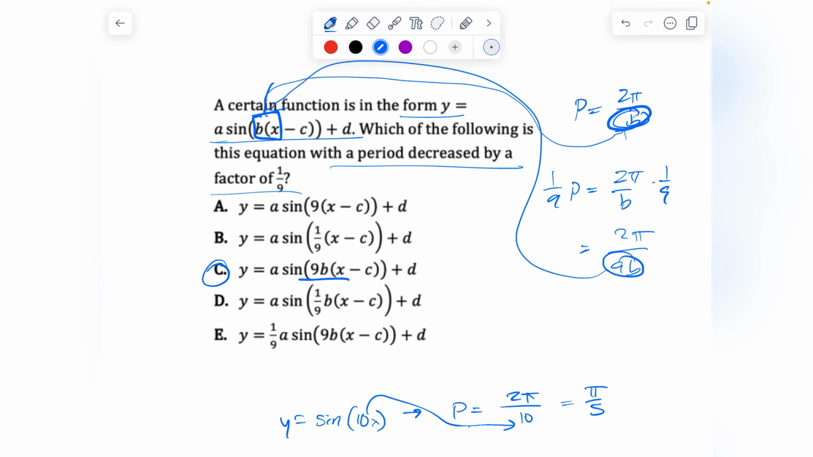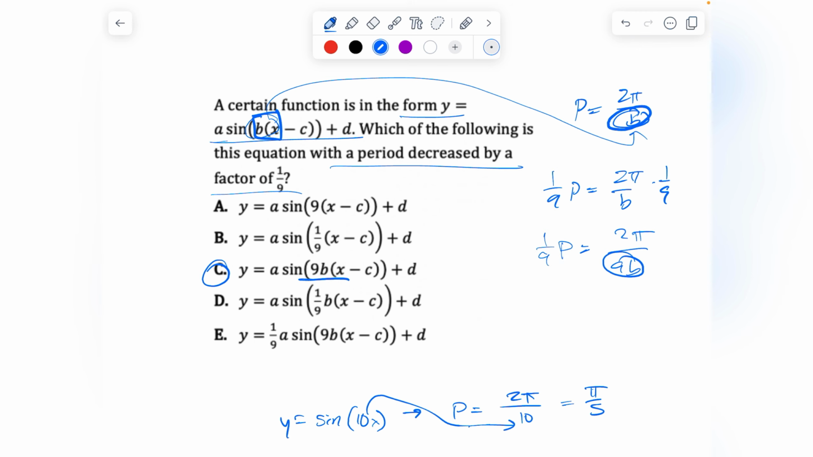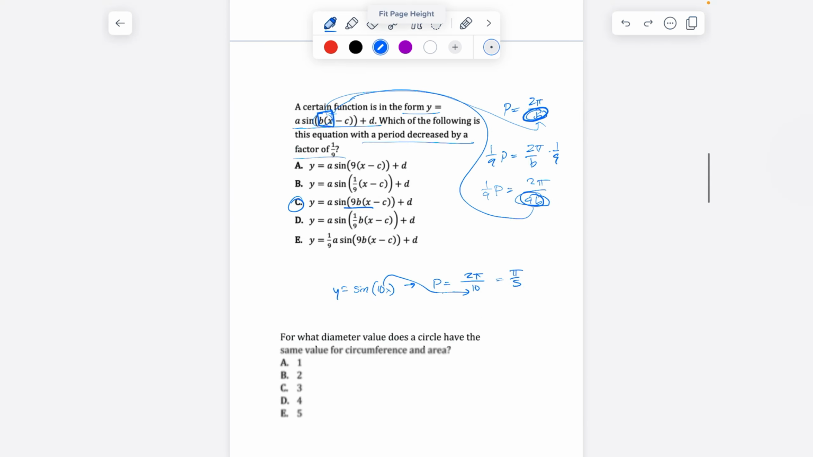Again, the relationship that I'm trying to establish is just that whatever this value is in front of the x, that's what you put into your period function, and that's what defines your period. So I could just take what my new period is, 1/9 p, take this denominator, assuming I still have a 2 pi in the numerator, which I do, and just plug that value, 9b, back into the equation, and I end up with option C. Pretty simple. Hopefully that makes sense.